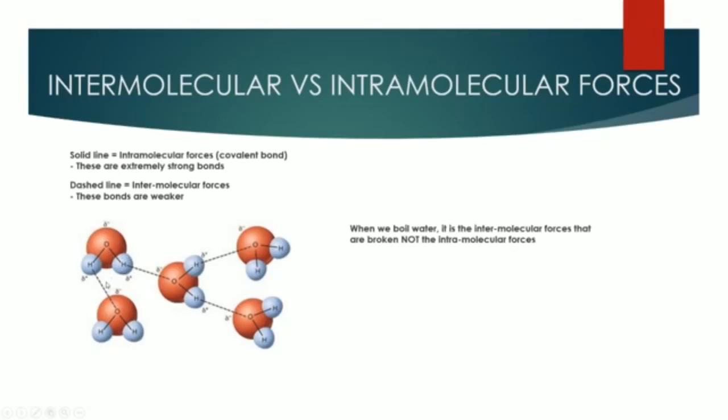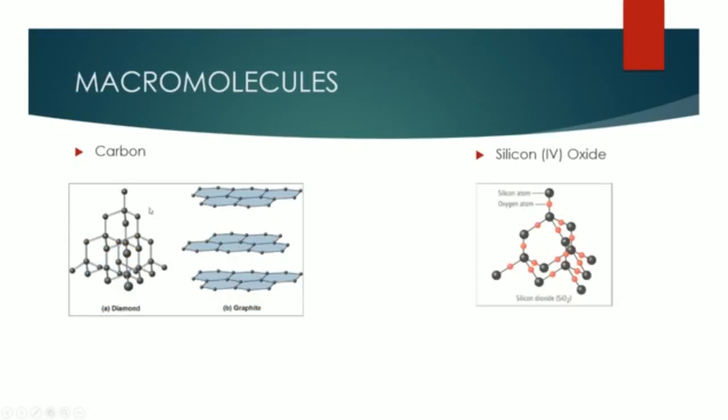The dashed lines, however, are intermolecular forces. This is very different. This is the forces between molecules, not between atoms. So these bonds are much weaker. Now, when we boil water, we're breaking apart not the solid lines, but the dashed lines, and this is really important. That's why water isn't that hard to boil, because the dashed lines, or the intermolecular forces between the molecules, are not that powerful. That brings us to the topic of macromolecules.